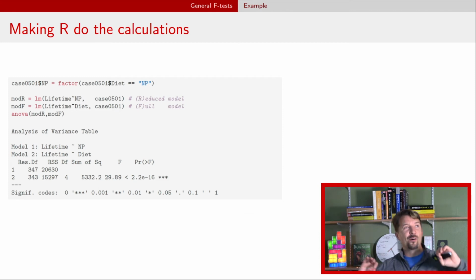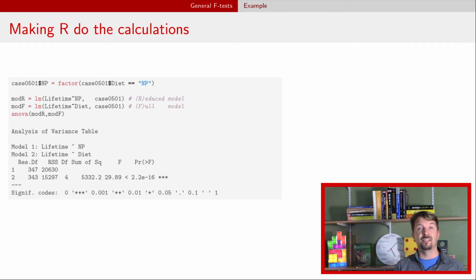All right, so now we're not even going to try to do this calculation on our own, but instead we're going to use R to do it. The way that you do this in R is that you simply construct the two different models as regression models. In this case, I had to construct a dummy variable for the NP group, and use that in a regression. So that's that first LM line, where we just have NP as the explanatory variable, the dummy variable that indicates the diet being NP. The second model, our full model, just allows a different mean for each diet.